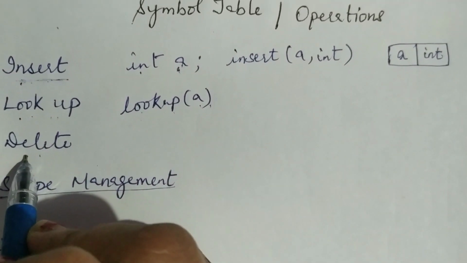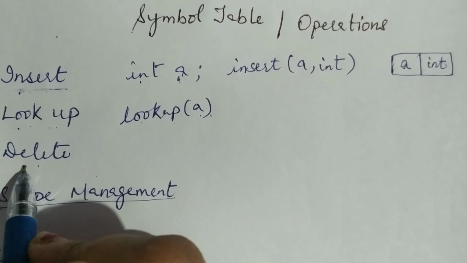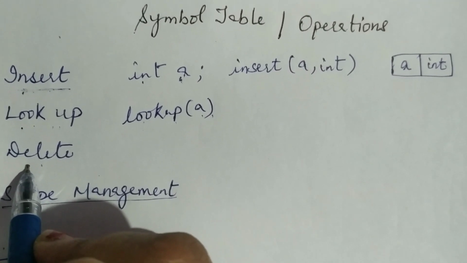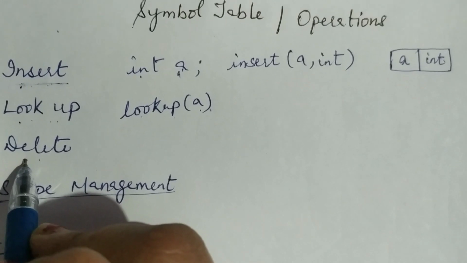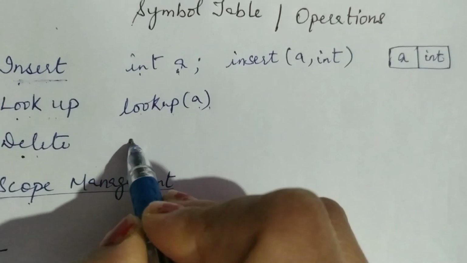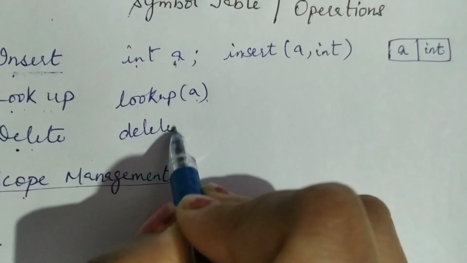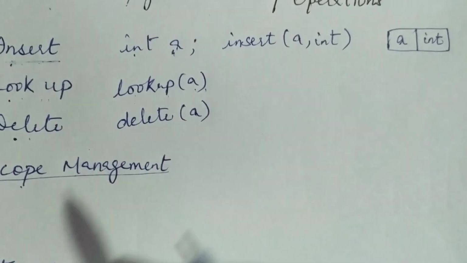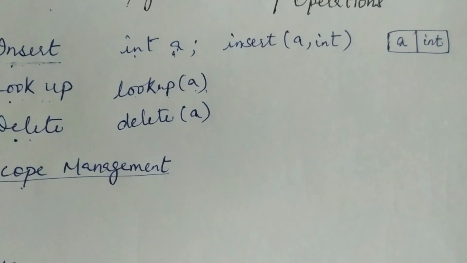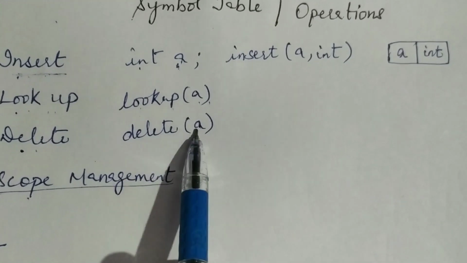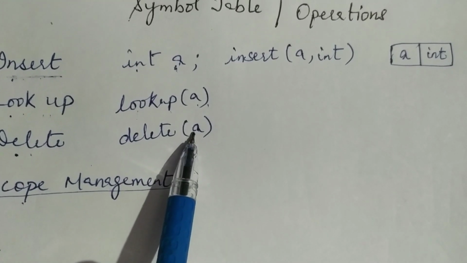Next operation is delete. Delete operation will delete the entry of a particular variable. Now if we want to delete the information of symbol a, we will write delete a. It will delete all the entries related to symbol a.